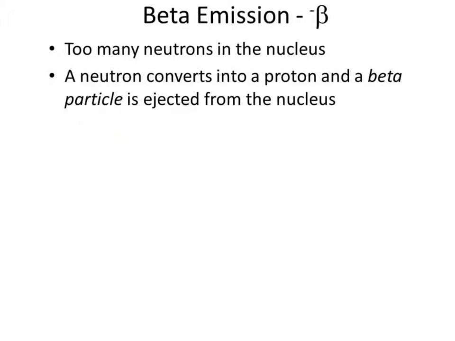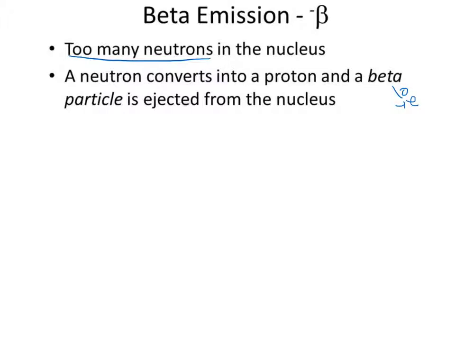Now, beta emission occurs only when you have too many neutrons in the nucleus. What happens is you end up having a neutron converting into a proton, and you eject a beta particle, which is just an electron. So it's written as 0, -1. And I'm going to go ahead and give you an example.